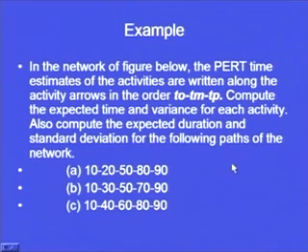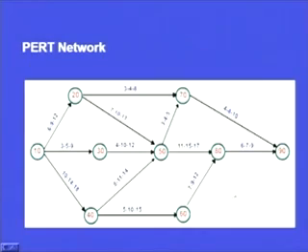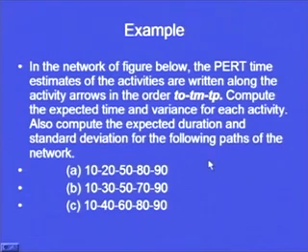Now there are different paths: 10, 20, 50, 80, 90; 10, 30, 50, 70, 90; and 10, 40, 60, 80, 90. So we have different paths, and for each and every path we can calculate the standard deviation. Now on your screen, the first path: expected duration and variance of the path 10, 20, 50, 80 and 90.